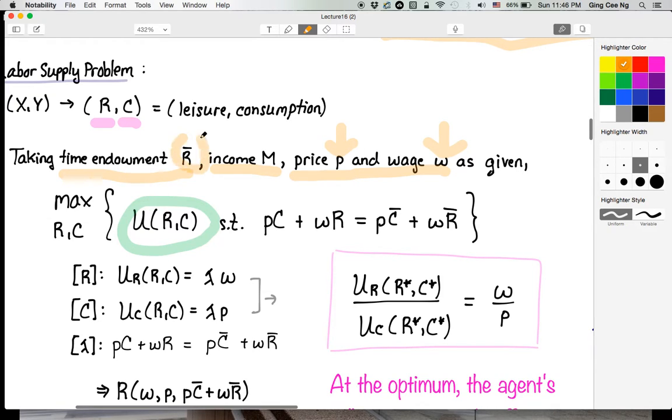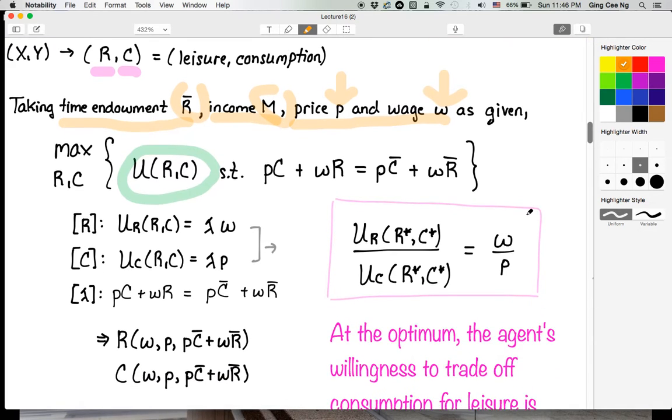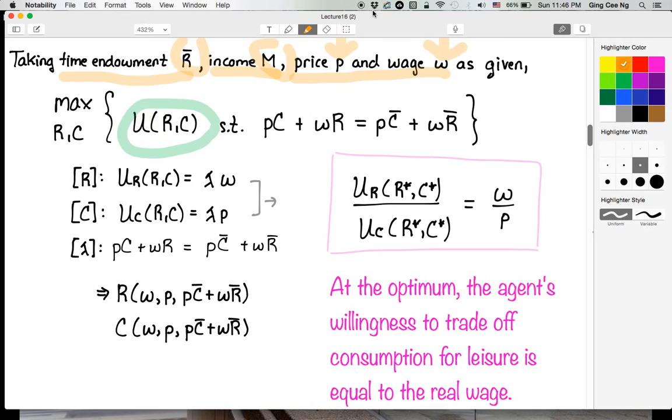So R bar and M are taking endowments and prices as given. We can separate this out a little more: time endowment R bar, endowment of income M, and then the price P and wage W are given. This is really just taking endowments and prices as given, as we have been doing in the models post midterm.